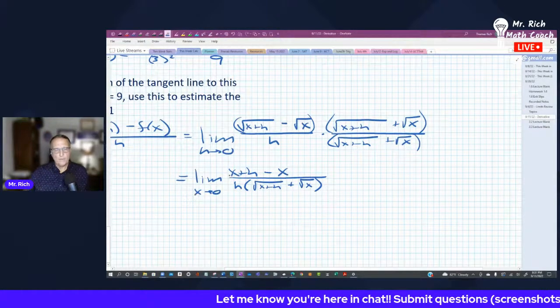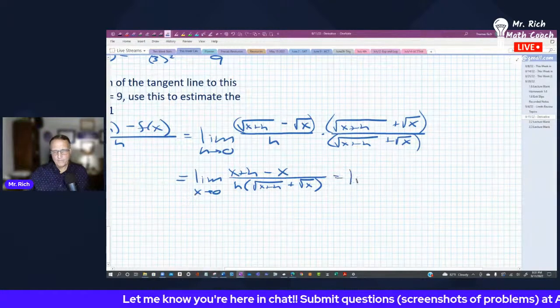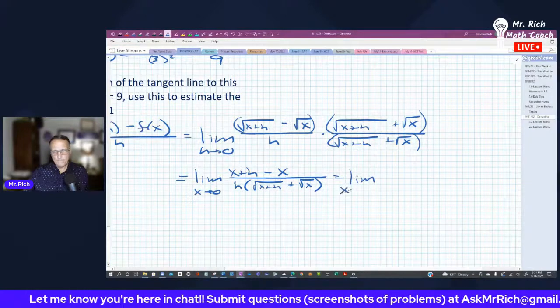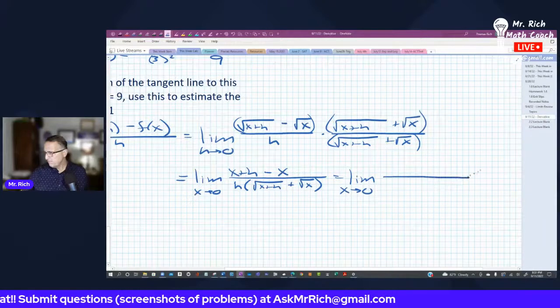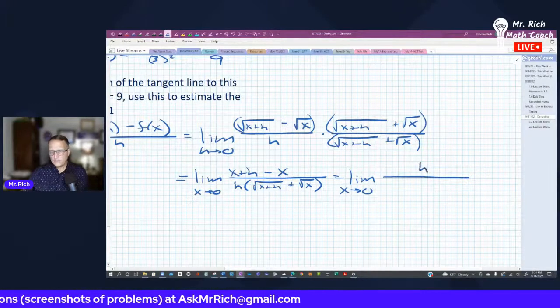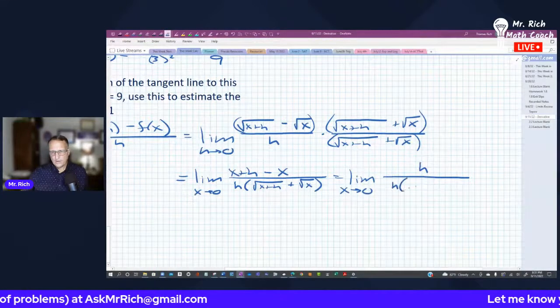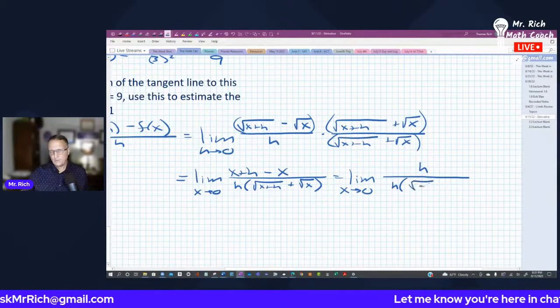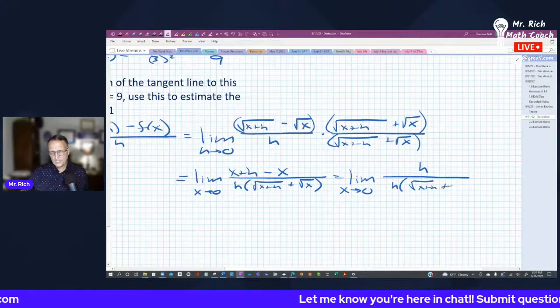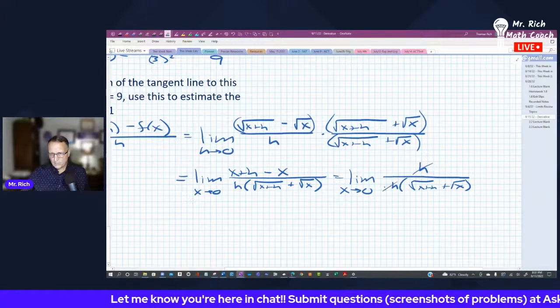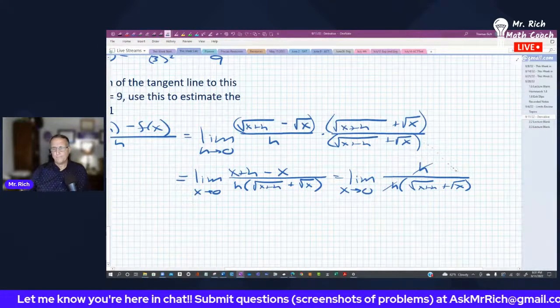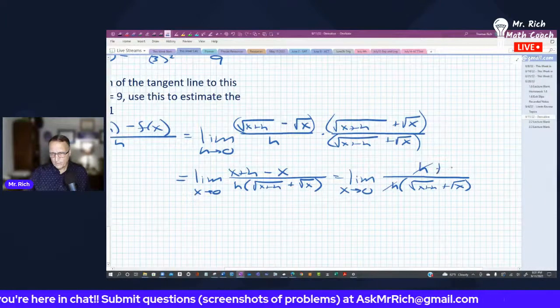All right, well, what happens here? This does simplify because up on the top, the x minus x is 0. And this just leaves me with an h. And down here, I have an h. And I have a square root of x plus h plus root x. Well, lucky for us, those h's are going to cancel, leaving me, of course, a factor of 1 on the top.